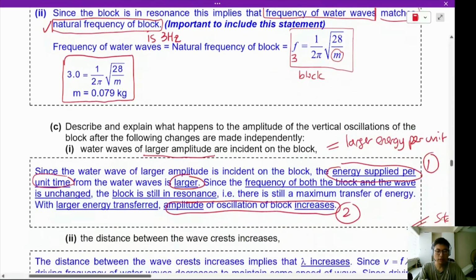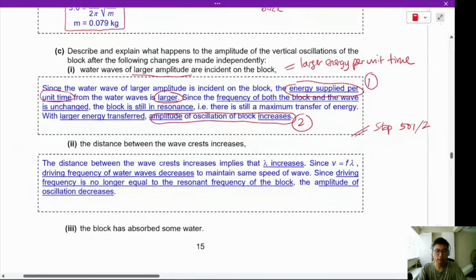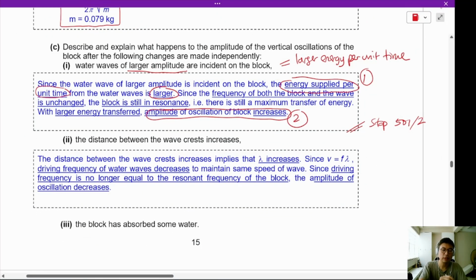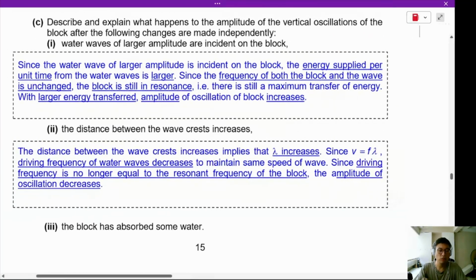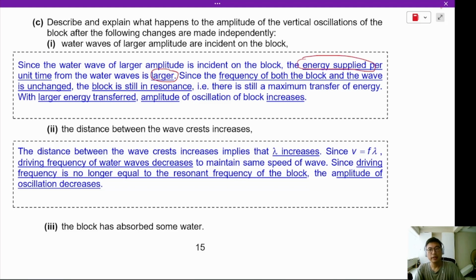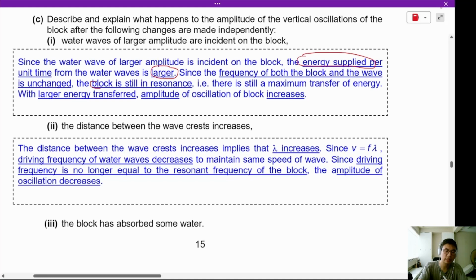Describe what happens if the amplitude of the vertical oscillations of the block are made larger. Now, if water waves of larger amplitude are incident on the block, the energy supply is larger. Okay, now the energy of the water waves is larger, but resonance still occurs. Alright, so the block is still in resonance because the frequency doesn't change. Okay, the frequency is unchanged. So with larger energy transferred, the amplitude of the block increases.